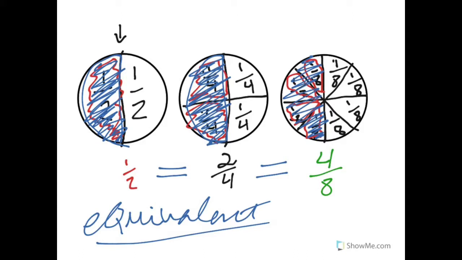Not a bad concept. Now, if I did say to put the fraction in simplest form, that means the smallest possible fraction that is still equal, that would be 1/2.